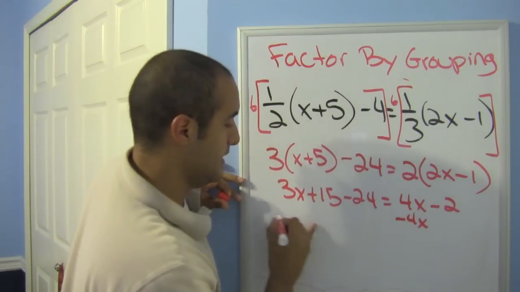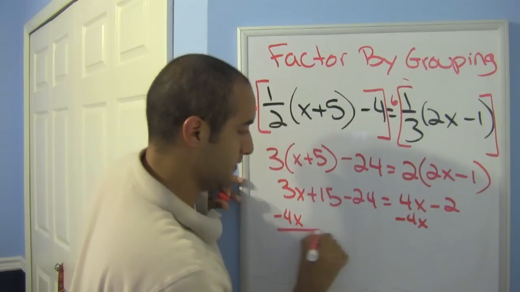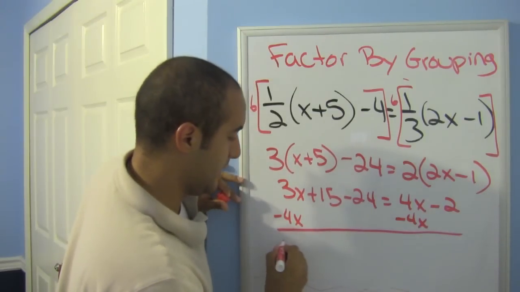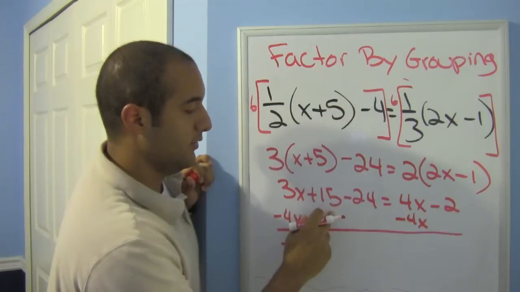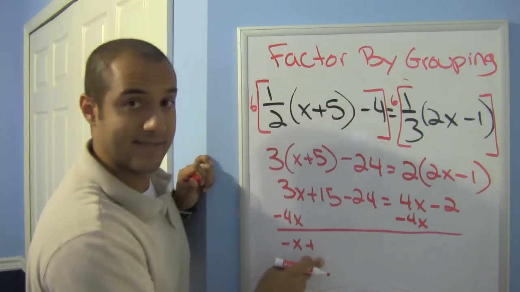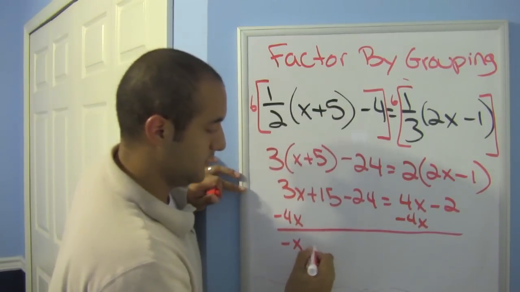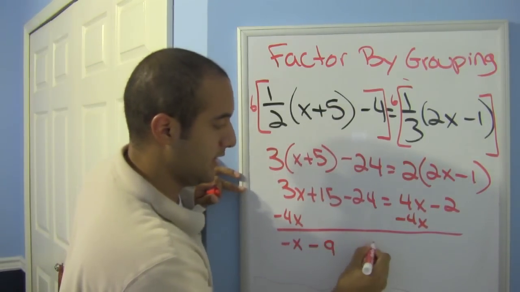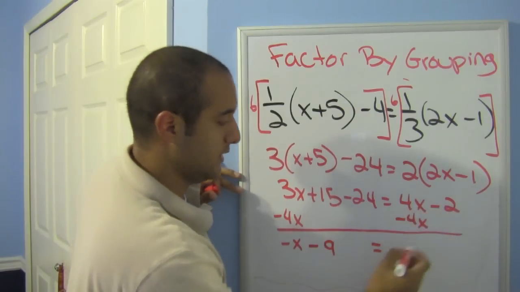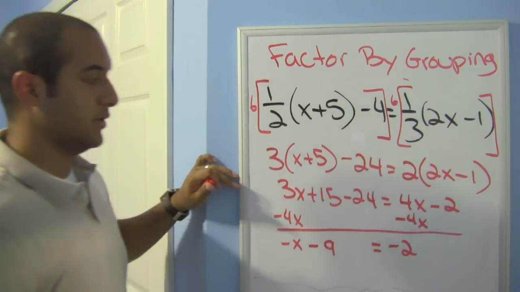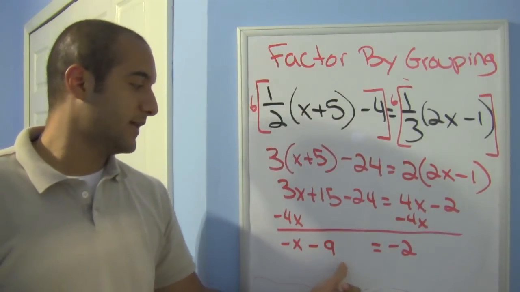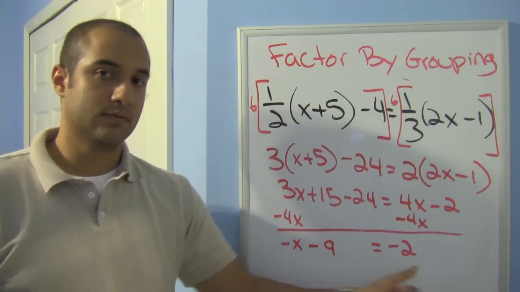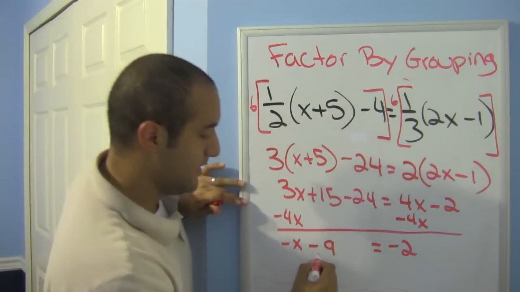Minus 4x minus 4x. I get negative x plus 15 minus 24 is negative 9. So negative 9 equal to negative 2. So we went from this craziness to having this. Negative x minus 9 equals negative 2. Okay, we can finish this one off.